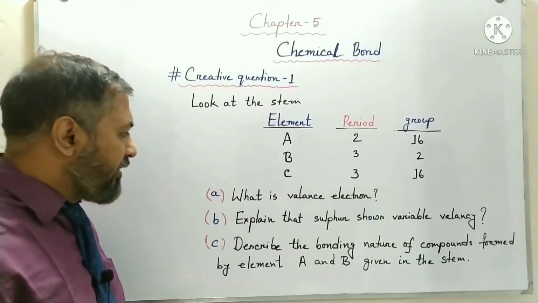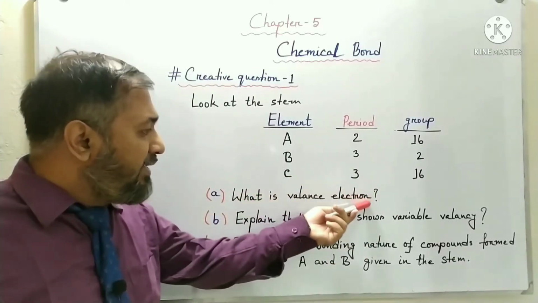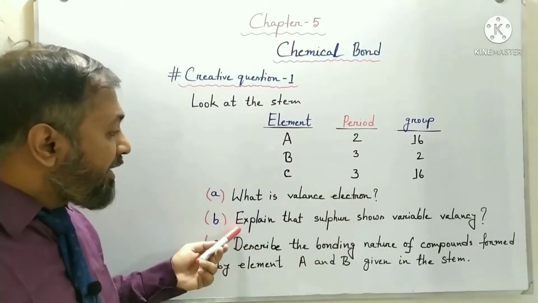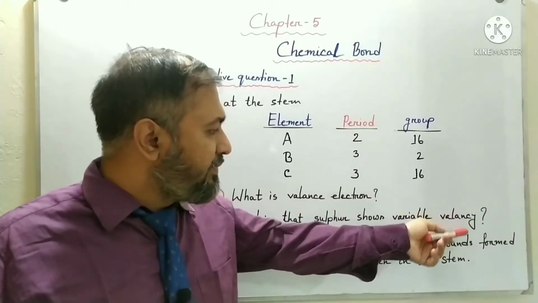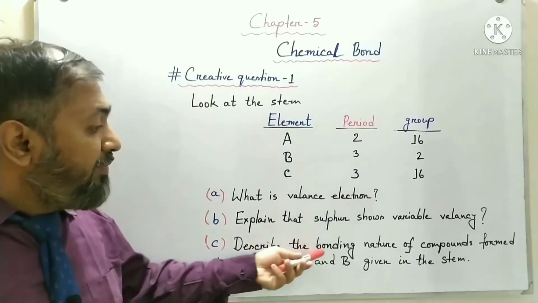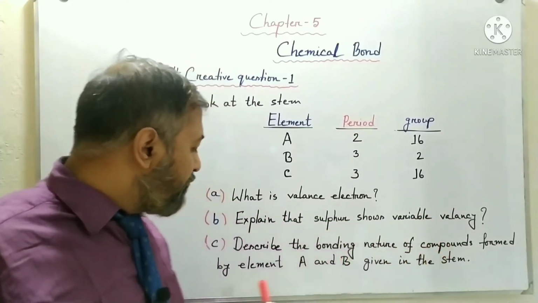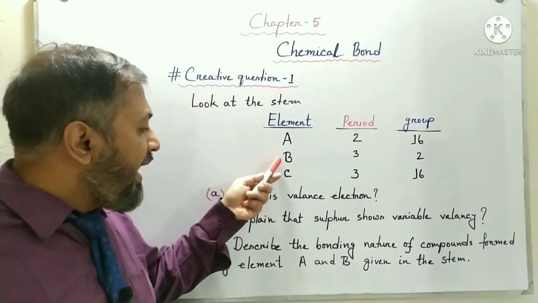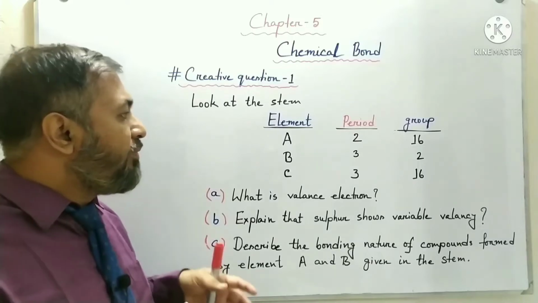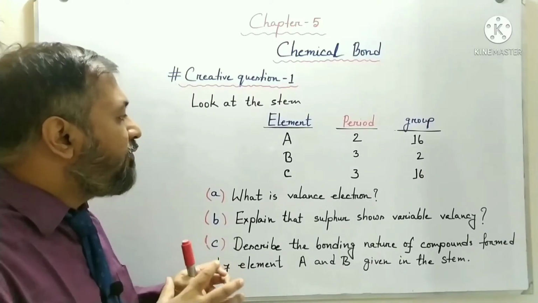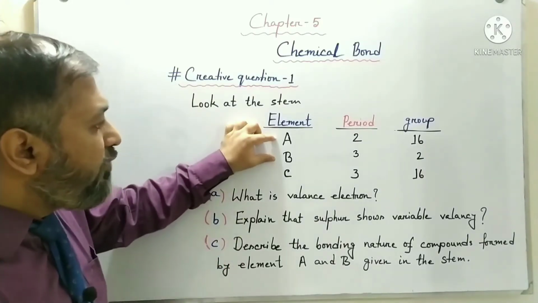Now come to the questions. Number 1, what is valence electron? Number 2, explain that sulfur shows variable valency. Number 3, describe the bonding nature of compounds formed by element A and B given in the stem. So in this case, you have to be able to describe what kinds of compound are formed by these two elements.